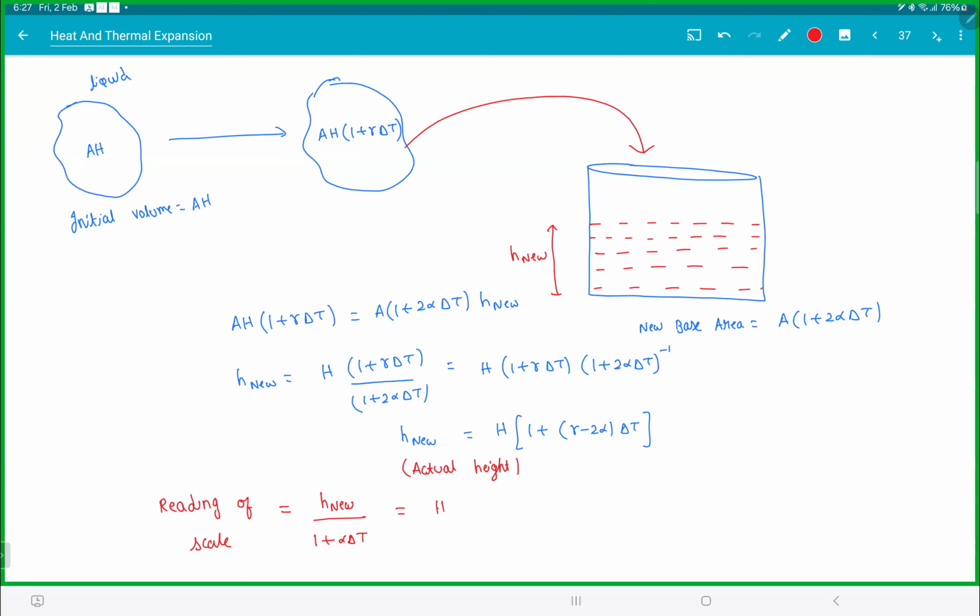So this would become h into (1 plus gamma delta t) by (1 plus alpha delta t) squared, which we can actually write as 1 plus 2 alpha delta t, which is actually 3 alpha. And if you use binomial approximation, you get h into 1 plus (gamma minus 3 alpha) delta t. So this is an apparent height. The scale will show this reading. In the ground frame, the actual height is this.